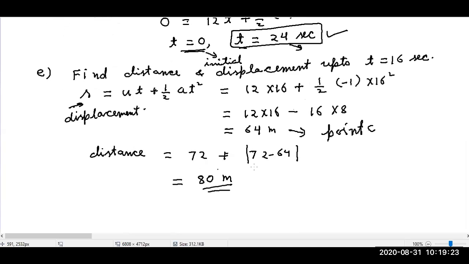So why are we doing it like this? Because the particle is returning on its path. If it does not return on its path, if it does not change its direction of velocity, then we could take the displacement and distance to be the same.